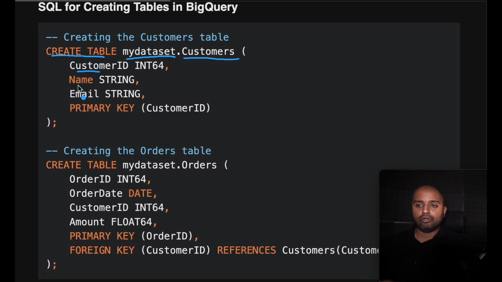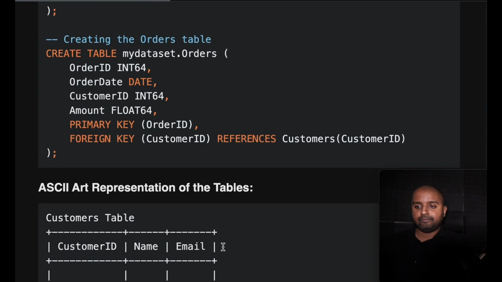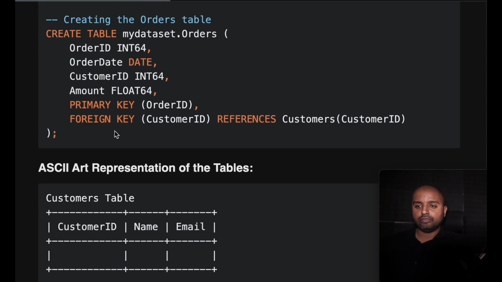But here we have all the columns listed, the customer ID, name, email, and here we're saying customer ID is the primary key. And we also have a second table over here, which is the orders. And here we have order ID, date, and other things, where we want to put specific attention, where we say order ID is the primary key for this table. But then there is a foreign key called customer ID, and that references the customers table.